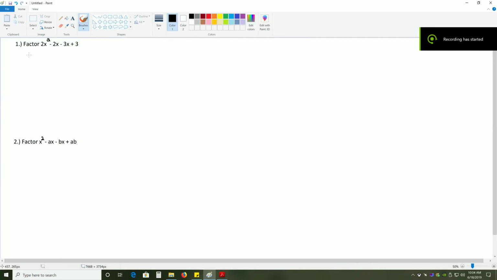In these two problems, we're going to factor, and we're going to be factoring by grouping. Factor by grouping typically occurs when you have four terms separated by addition and subtraction.